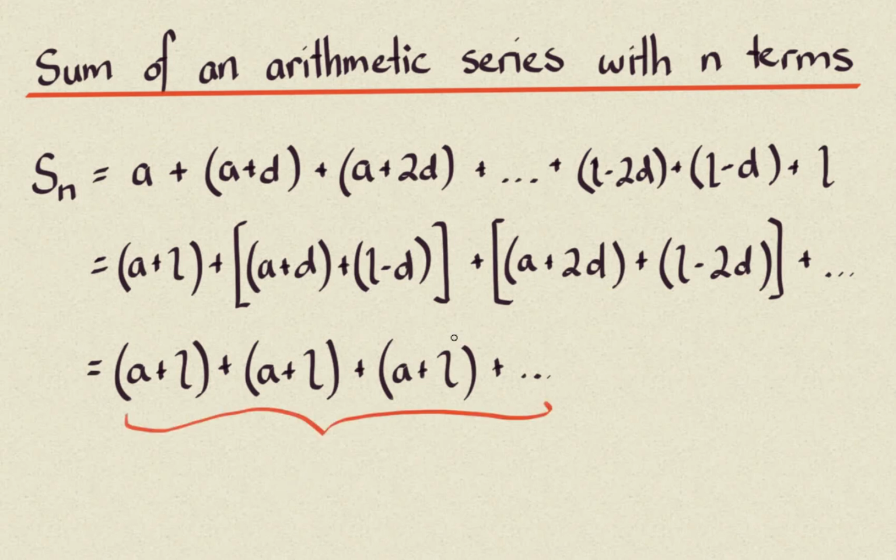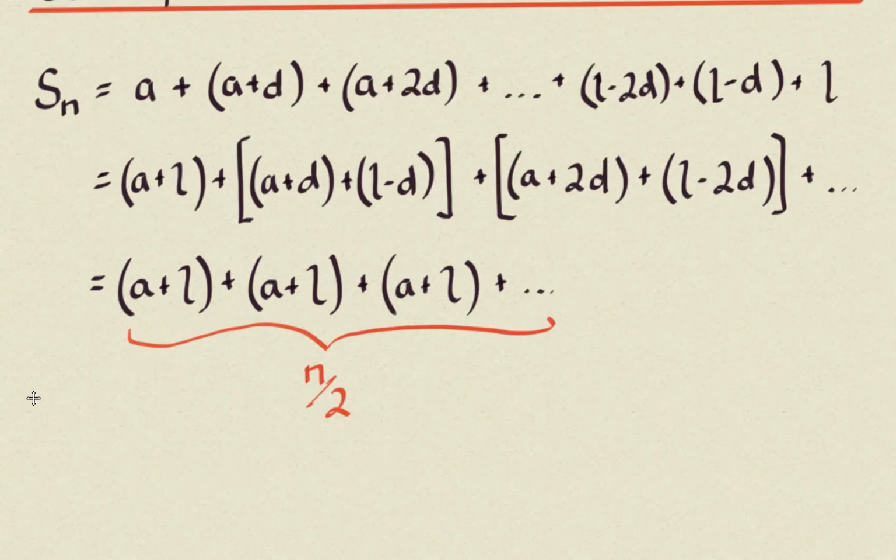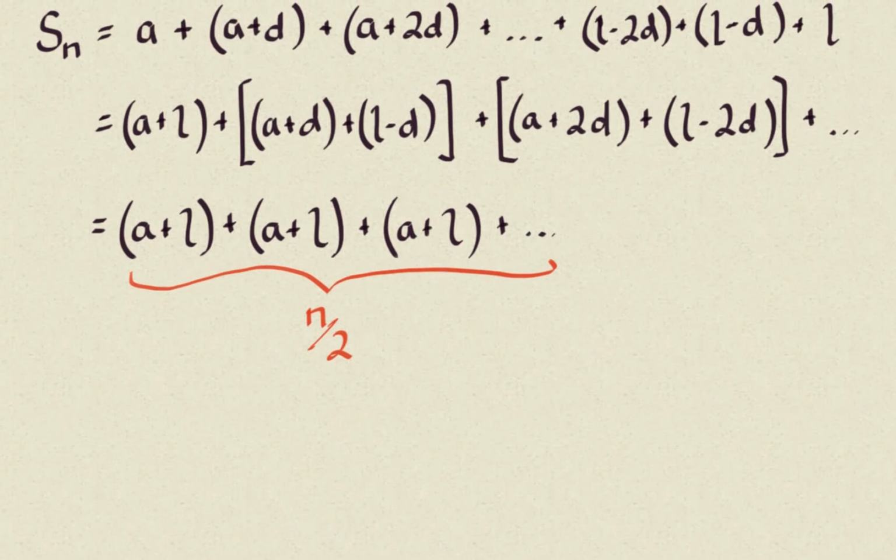Well, since there were n terms to begin with, and we have split these n terms into pairs, that means there are now n on 2 lots of these brackets containing the A plus L. So the next line, we can write that Sn is equal to n on 2 lots of A plus L. And that's the general formula for the sum of an arithmetic series with n terms.